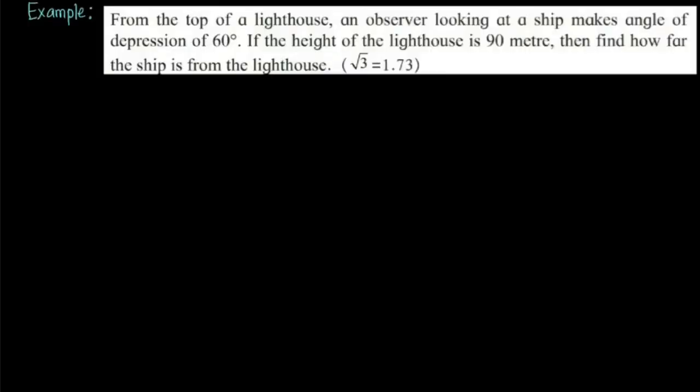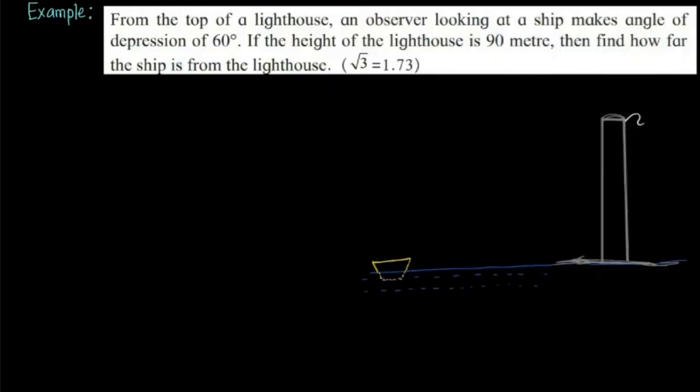We have an example: from the top of a lighthouse, an observer looking at the ship makes an angle of depression of 60 degrees. So we'll try to draw the lighthouse first. Okay friends, so this is the lighthouse. From the top of the lighthouse, an observer, so let's say the observer is sitting at the top somewhere here. The observer is looking at the ship from the top of the lighthouse.